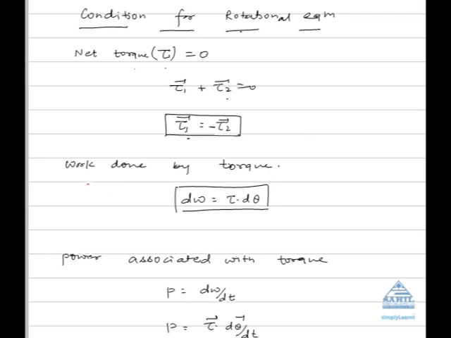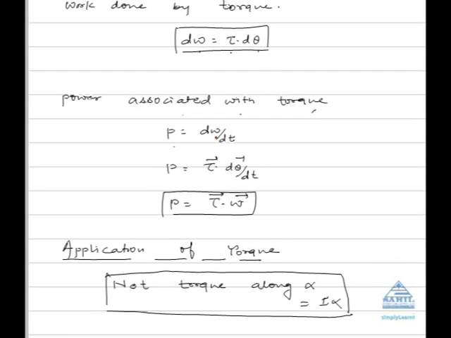Again, work done by the torque can be given by dW equal to tau into d theta. Power associated with torque is given by P is equal to the rate of change of work done, which is given by tau d theta divided by dt, or power is equal to torque dot angular velocity omega. Application of torque: net torque along alpha is always equal to I into alpha.